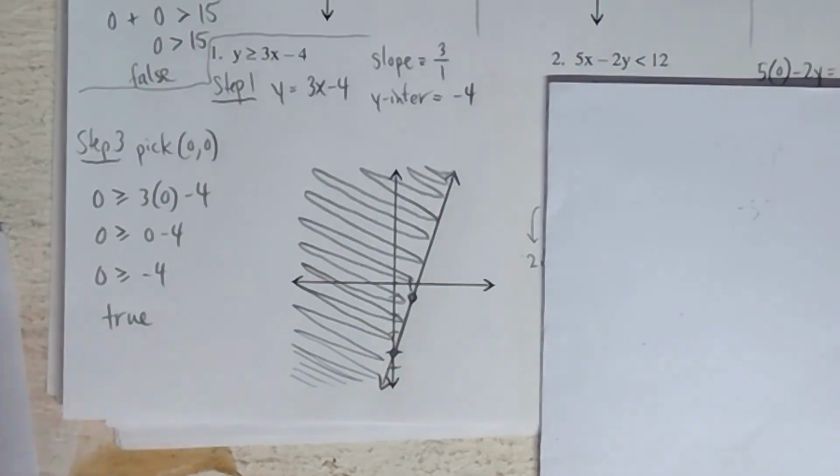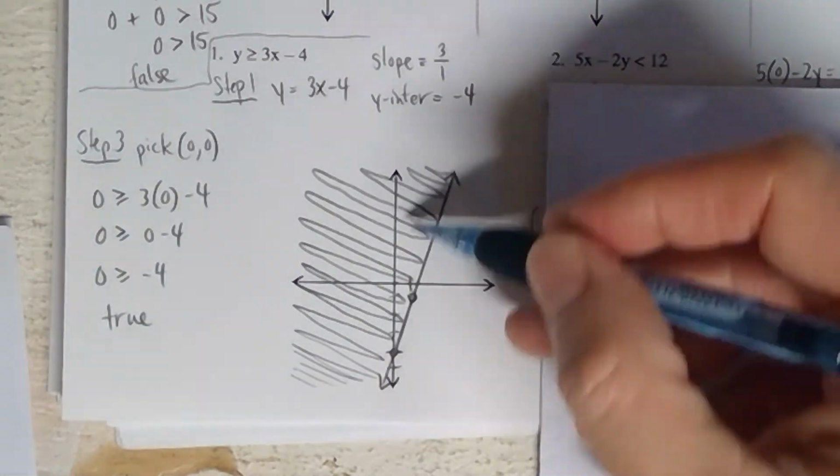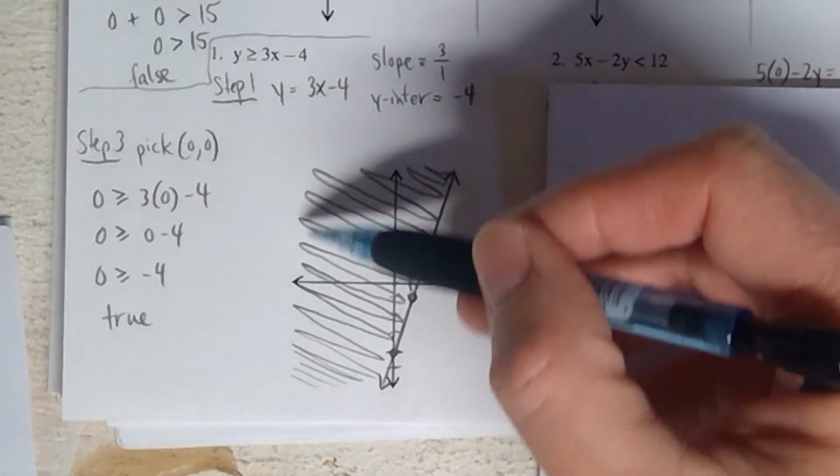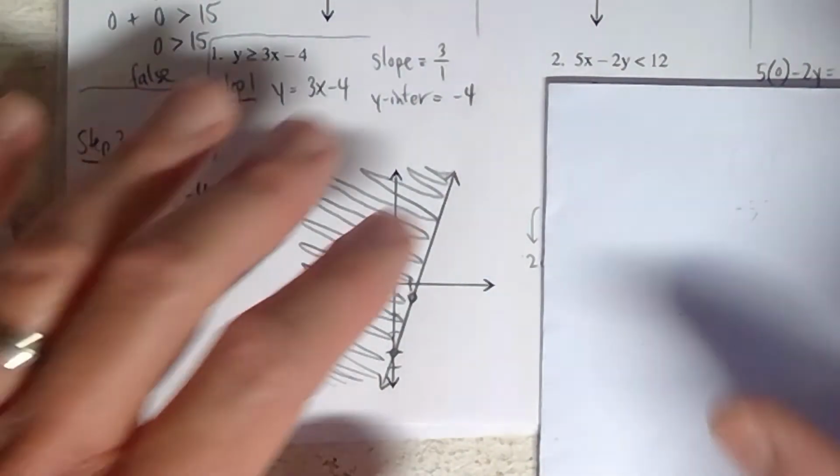There we go. All right. Again, you don't need to be artistic, just so long as it's a good thorough shading that comprises the entire side of the line where the shading is supposed to go. And that's it for that problem.